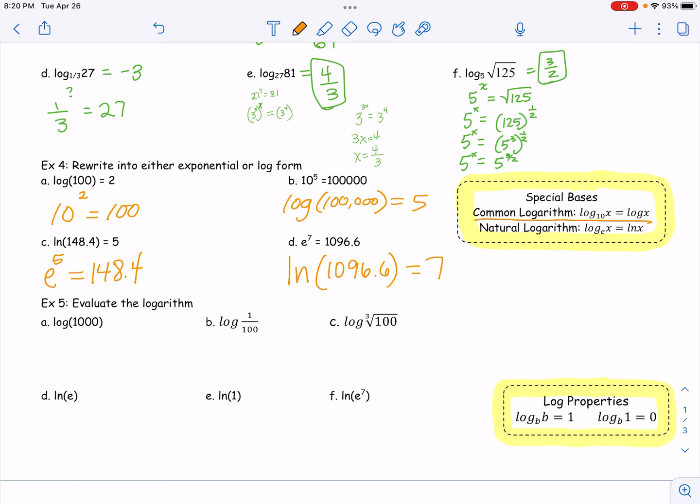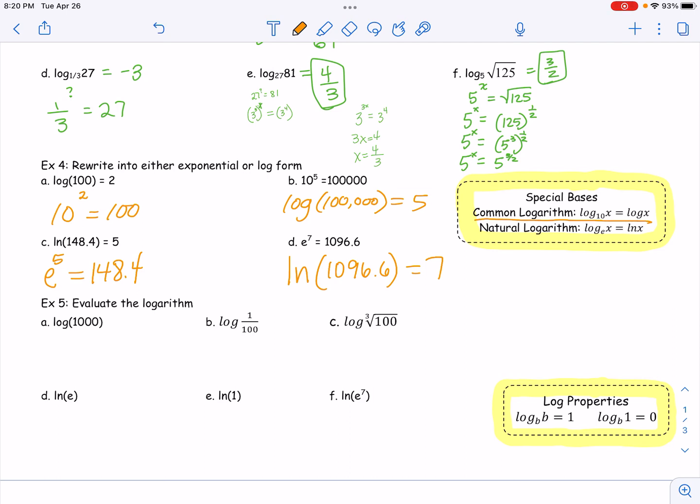Notice that sometimes I put the argument in parentheses and sometimes I don't. It doesn't matter. It's totally personal preference. However, I find that when the argument is a larger number or has some decimals, I tend to want to write it in parentheses so I don't get confused with what's the actual argument and what's something else in the problem. So you can put parentheses around the argument. You don't have to. Totally up to you.